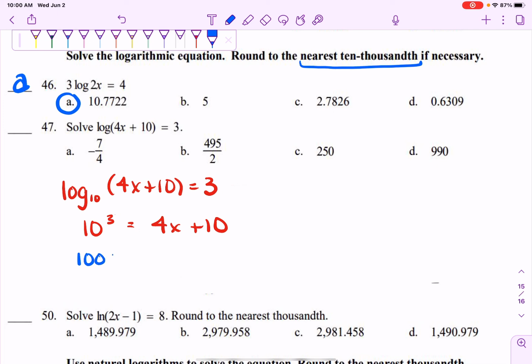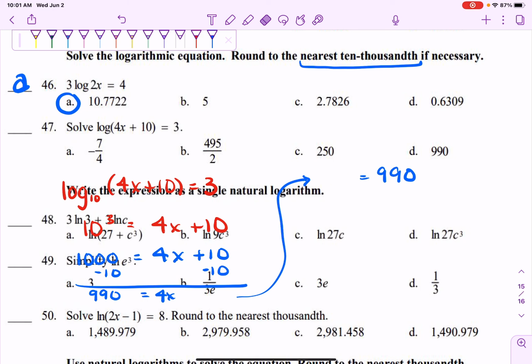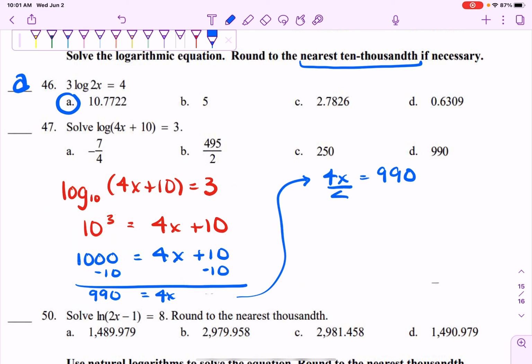So 10 to the third is 1,000. And now we just need to solve for x. So subtract 10. Okay, let me move this up here just so I have room to write. Oops. Nothing like changing my numbers there. Okay. And then I'm going to divide by 4. And I would take this part and put it into Desmos.